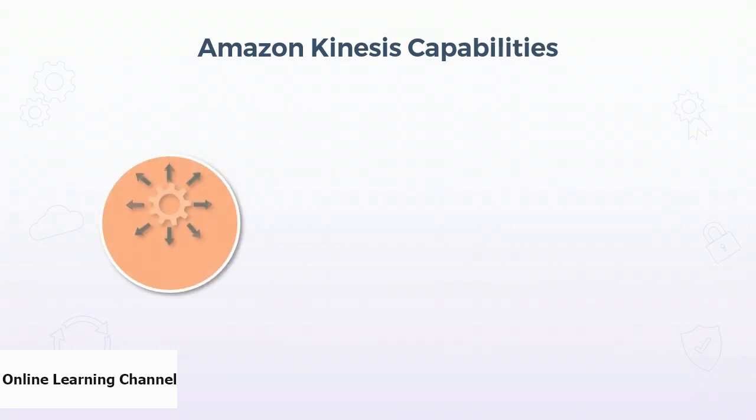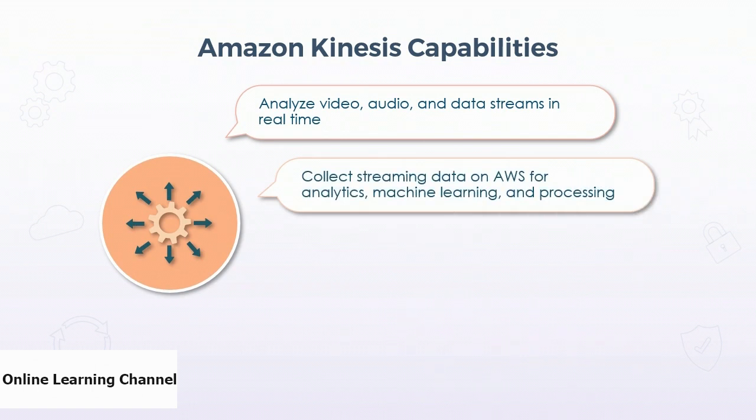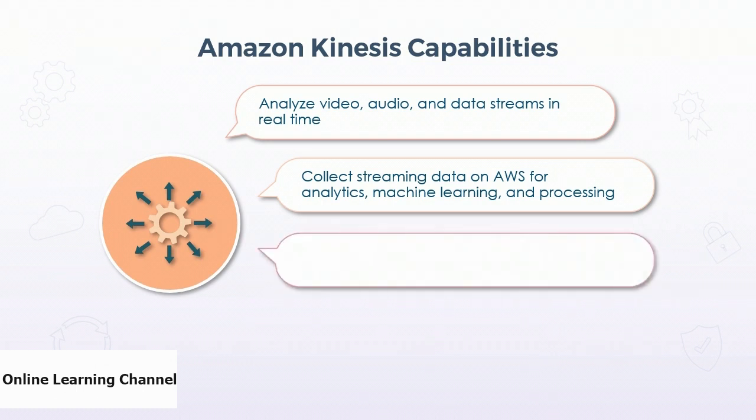In this video, we will learn about various capabilities and uses of Amazon Kinesis. First, let us look at the capabilities of Amazon Kinesis. Amazon Kinesis has the capability to analyze both video, audio, and data streams in real time. With video streams capability, Amazon Kinesis makes it easy for users to connect video devices and collect the streaming video data on AWS for further analytics, machine learning, and processing. Amazon Kinesis can also capture real-time streaming data that is coming from thousands of sources durably.